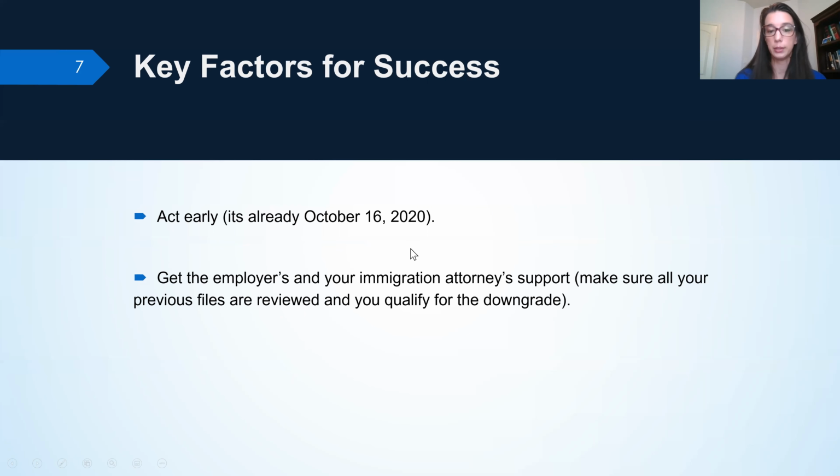Of course, you have to get your employer's and your immigration attorney's support. Make sure, as I said, I've probably repeated that 25 times by now, but make sure that all of your previous files are reviewed and you qualify for the downgrade. The last thing you want is to file something and then you're not qualified or something goes off, and then you give another opportunity to the USCIS to revisit your previous filings.